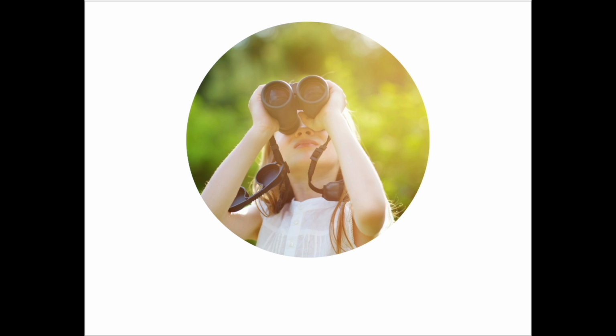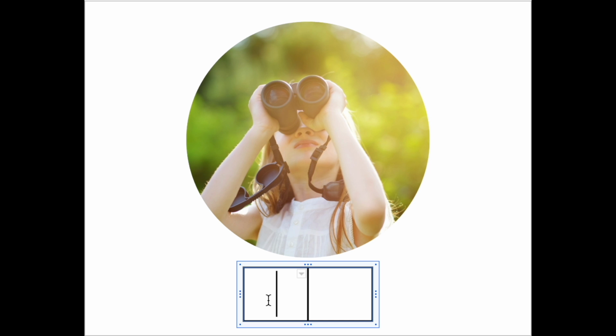Next picture. This is see. She's using those binoculars to see. How many sounds do you hear in the word see? Just 2. What's the first sound you hear? S. That's good. We use the letter S to spell the S sound. And the second sound we hear, long E, 2 E's. Great. Let's go to our next word.